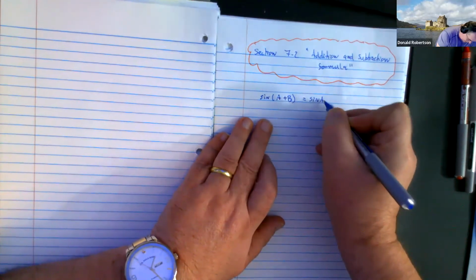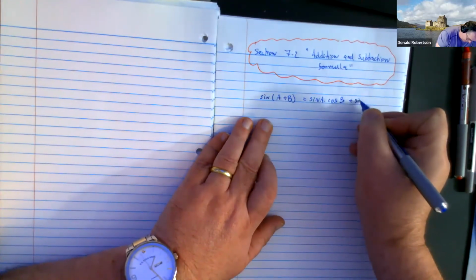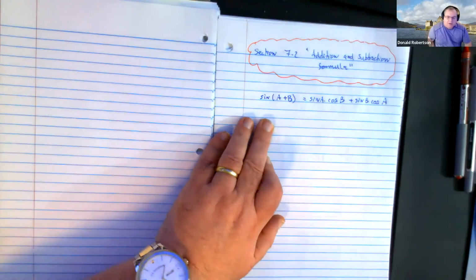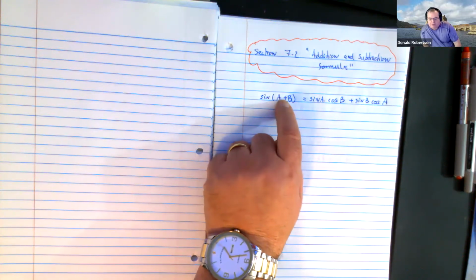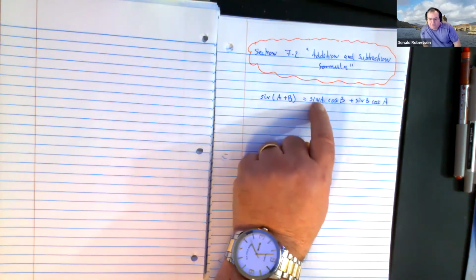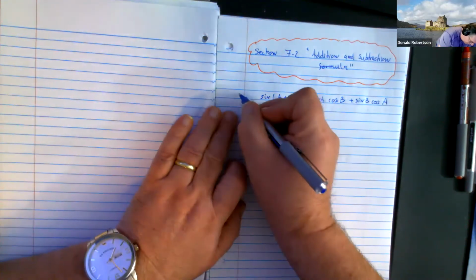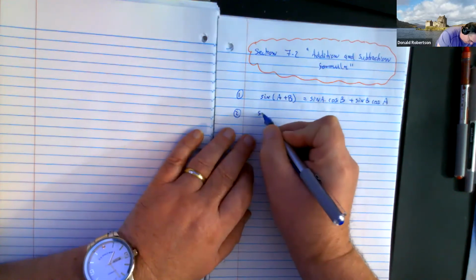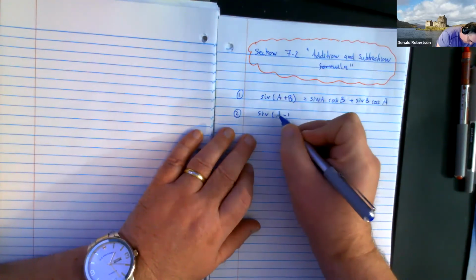The sine of A add B is the sine of A cosine of B plus the sine of B cosine of A. So if you want to do the sine of 30 degrees plus 45 degrees, then A goes here and B goes here. I'll give that a number. That's number one. Number two is you might want to subtract them. That's why it's called addition and or subtraction formula.